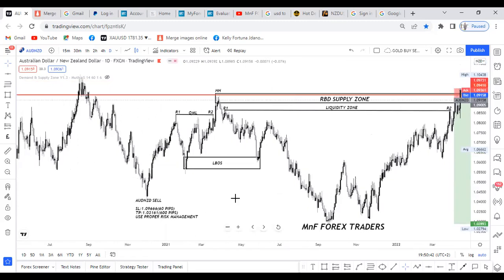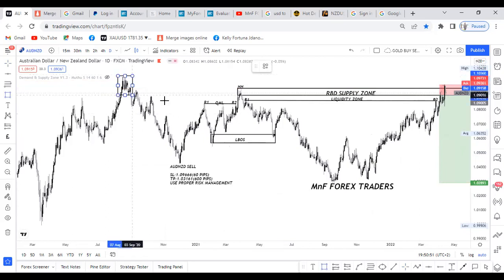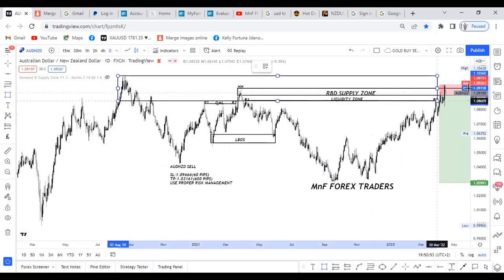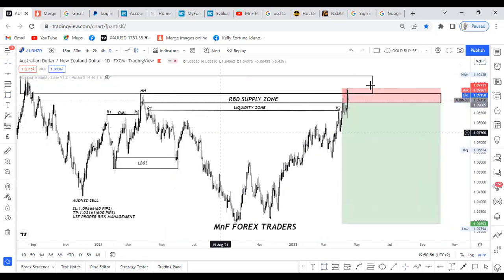So again, you see, if we remove this, the other reason the market was taken out, probably it was coming to this level. You see? That's the level it was coming to.